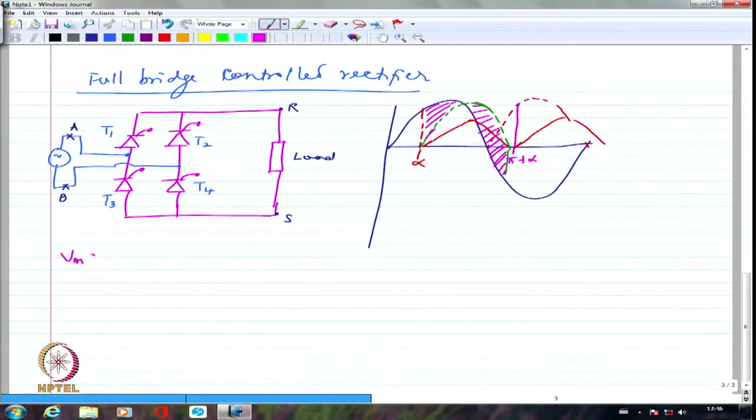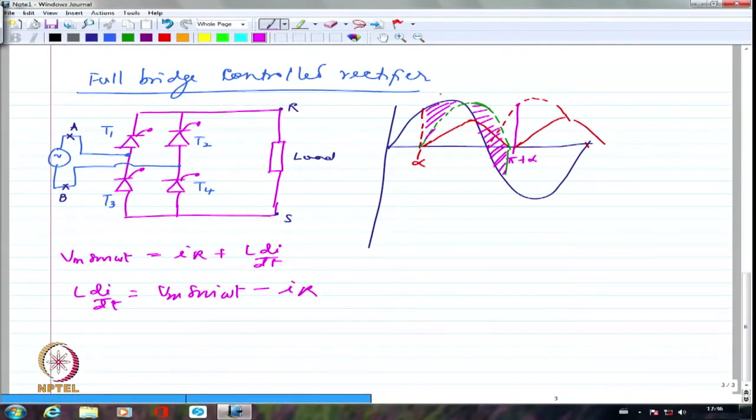Vm sin omega t equal to IR plus L di by dt. So I should say L di by dt equal to Vm sin omega t minus IR. So this is Vm sin omega t, and this I have shown as I times R. Whatever is the difference, that is the inductance voltage. So the inductance voltage is the shaded portion. This shaded portion should have been equal to the other shaded portion. One is minus VL, the other one is plus VL. I have not shown it exactly that way, but that is how it should be.